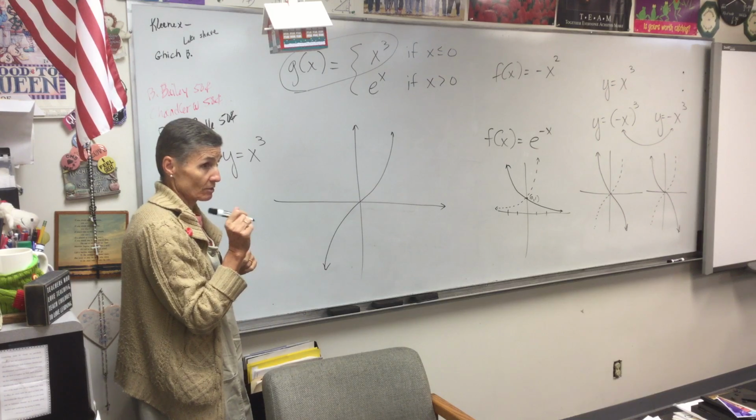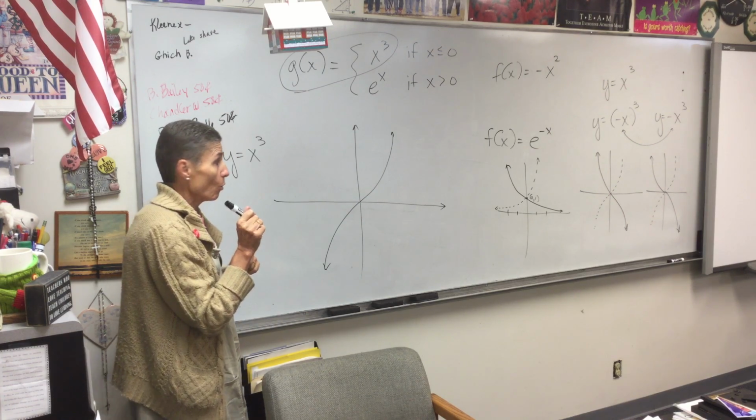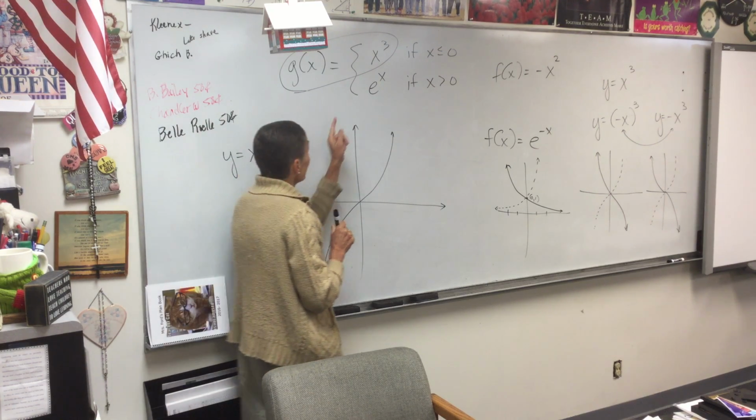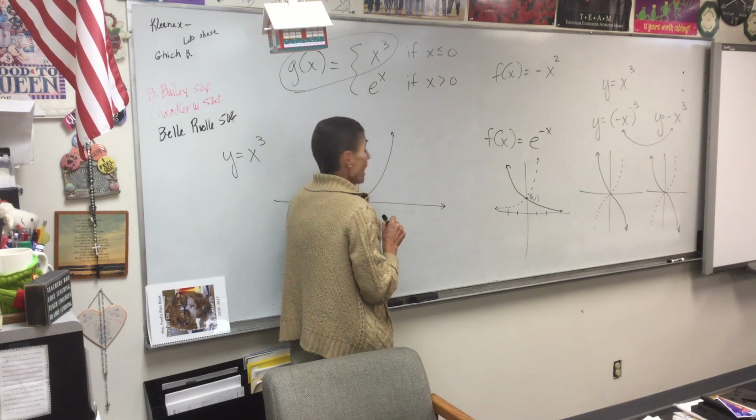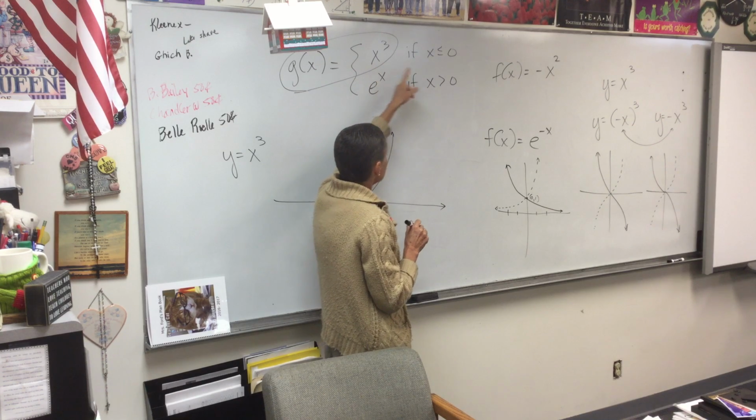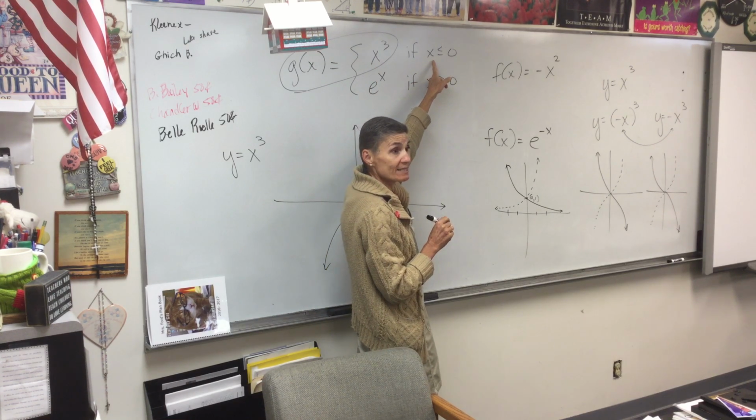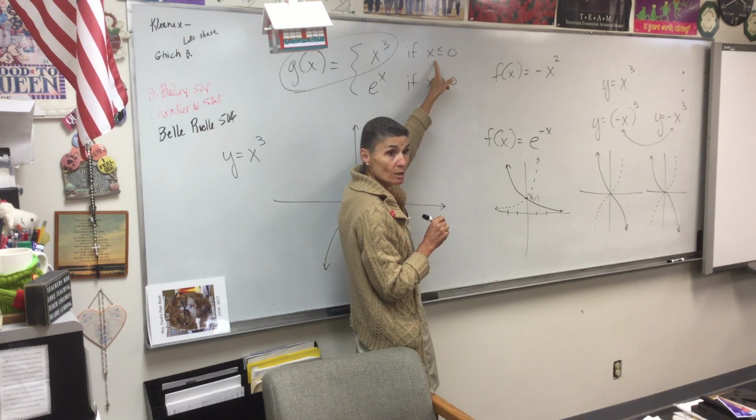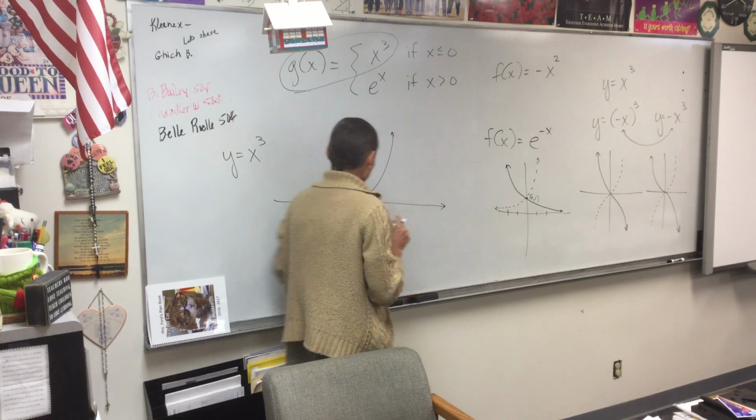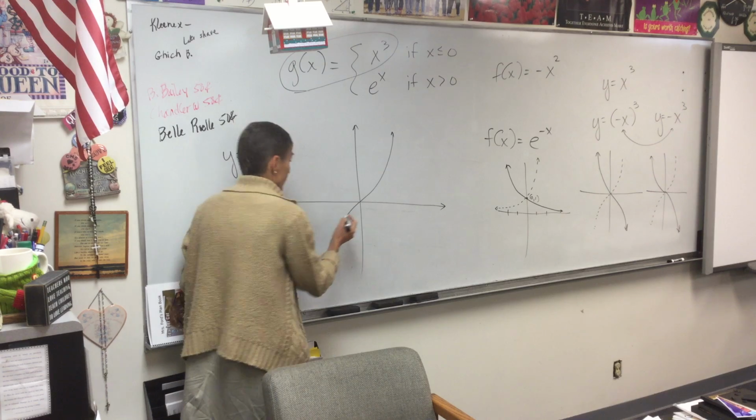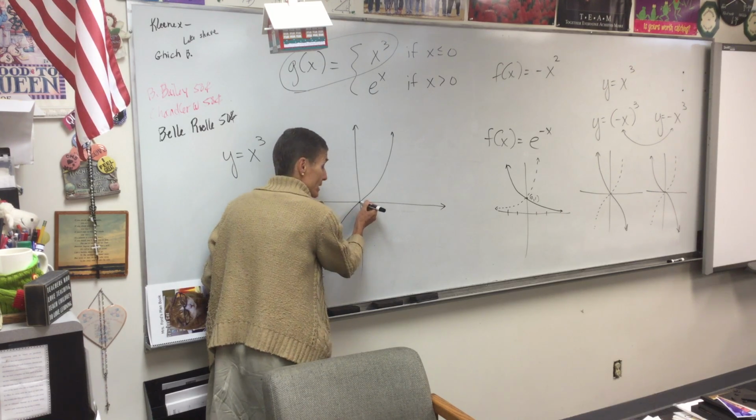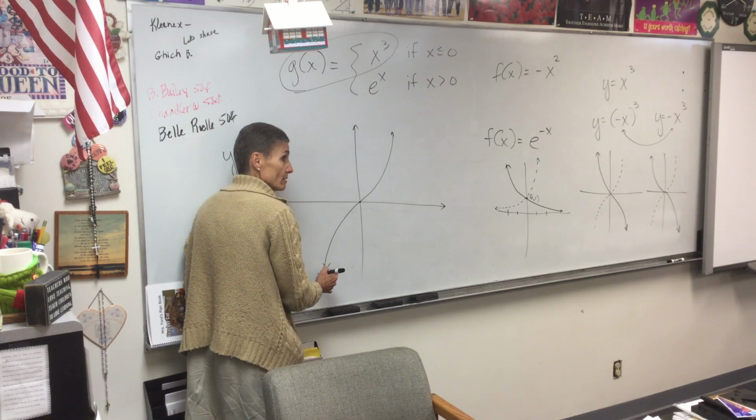Now we're using pencil because we're going to do some erasing. Why are we going to erase? Well, this says y equals x cubed, but not always. It only equals x cubed if x is less than or equal to 0. So where on the graph is x less than or equal to 0? Equal to 0 here and less than here.